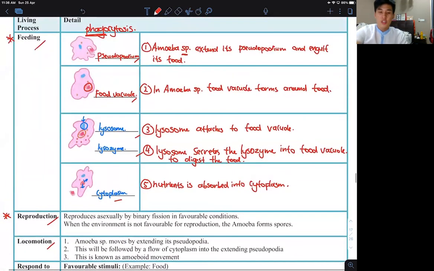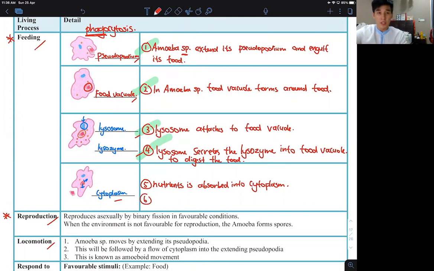Now, usually you write 1, 2, 3, 4 is already more than enough, because I already explained how I eat and how I digest the food. Usually, that's what question one asks when they ask about phagocytosis. So usually the last one is actually not important, unless the question asks for 5, 6 marks, then you have to write until the end.